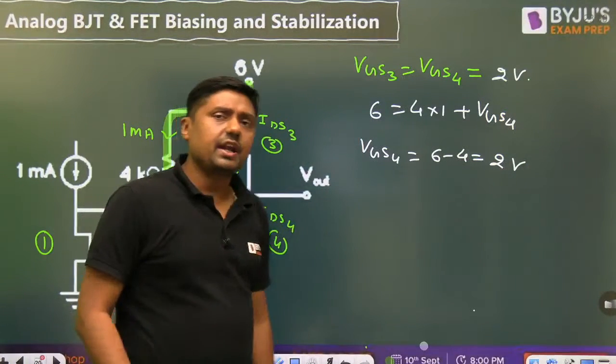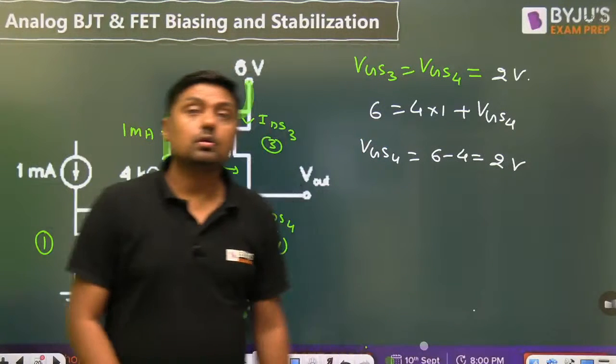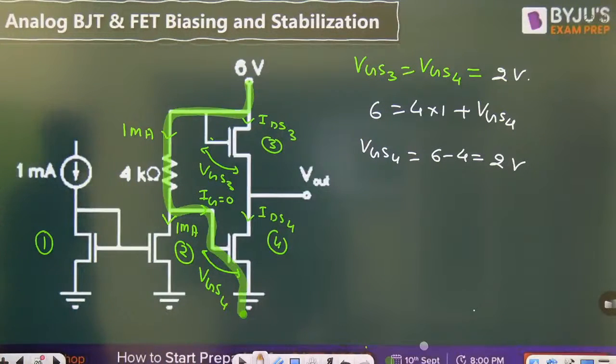Now VGS3 and VGS4 are what? 2 volt. Payas, very good evening.